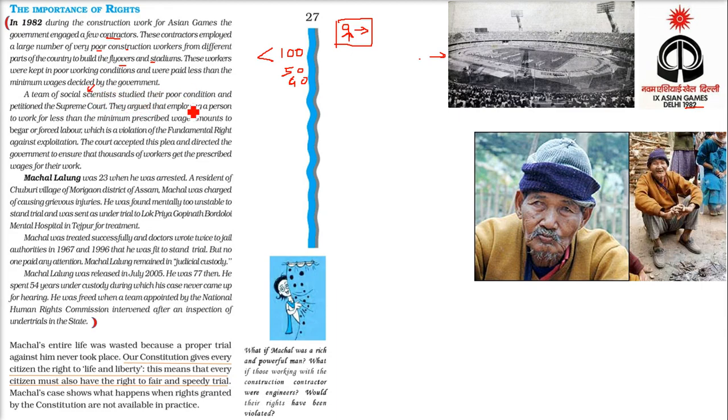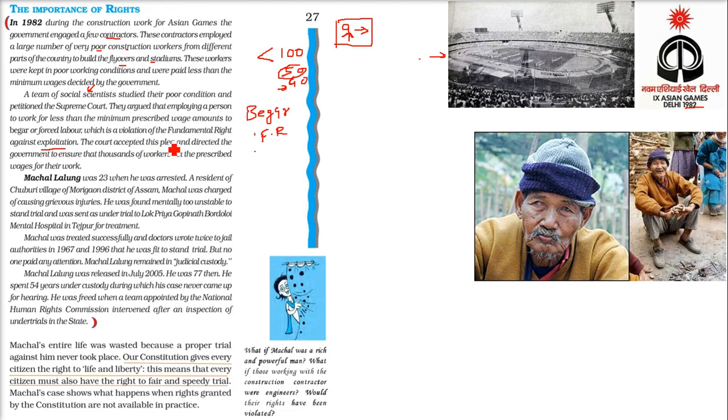So when they saw the poor condition and the amount they were being paid, they filed a petition in the Supreme Court of India. They argued that the contractors who employed these people did not give them even the minimum wage. So it is a kind of forced labor, that is called begar, and bandhua mazduri. This is the breach or violation of the fundamental right against exploitation. So this is a fundamental right, that we have a right against exploitation.